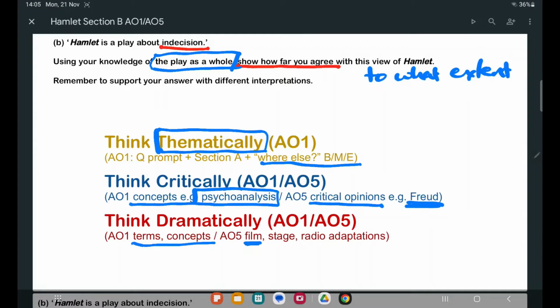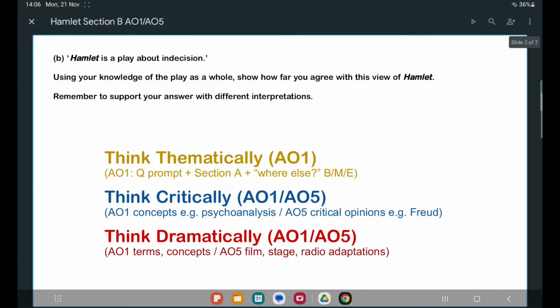Hopefully you've seen different film versions, stage versions, if you've been lucky enough to see that. And if you look around on BBC iPlayer or BBC Sounds, the radio app, you can look around for Hamlet adaptations. You maybe find some modern takes on the play that could be useful for you for this question. Okay, I'm just going to get rid of that, move up.